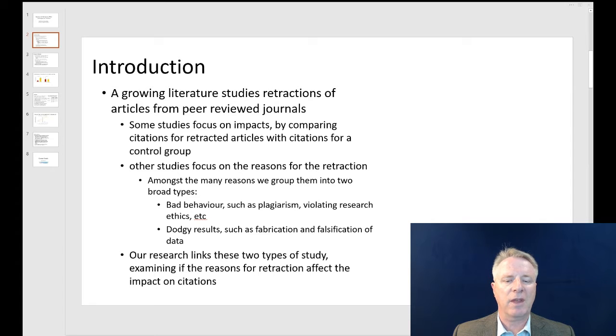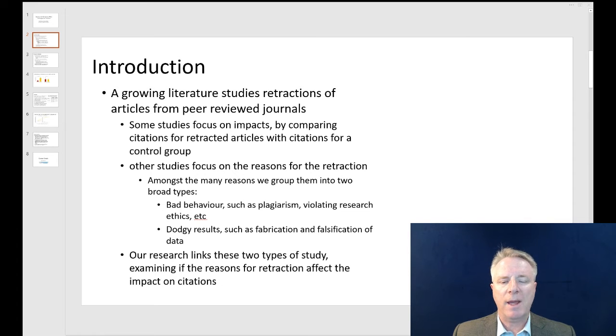Other studies look at the reasons for the retraction, and things such as Retraction Watch and the retraction notices themselves often give a wide variety of reasons, but we can group these into two broad types. Some retractions are because of what we might think of as the bad behavior or the unethical behavior of the researchers. This could involve plagiarism or self-plagiarism, manipulation of peer review, perhaps suggesting fake reviewers. It might involve violating research ethics, of privacy, and so on and so forth.